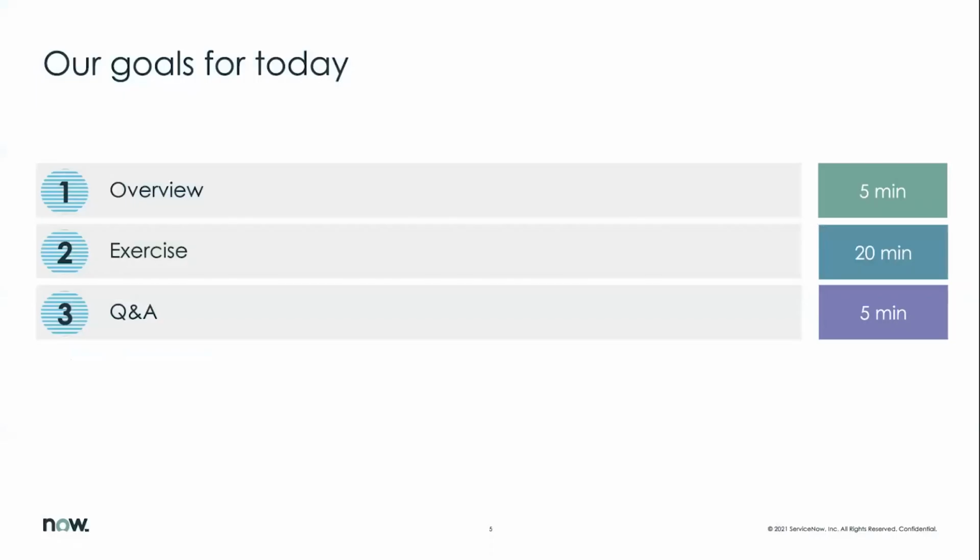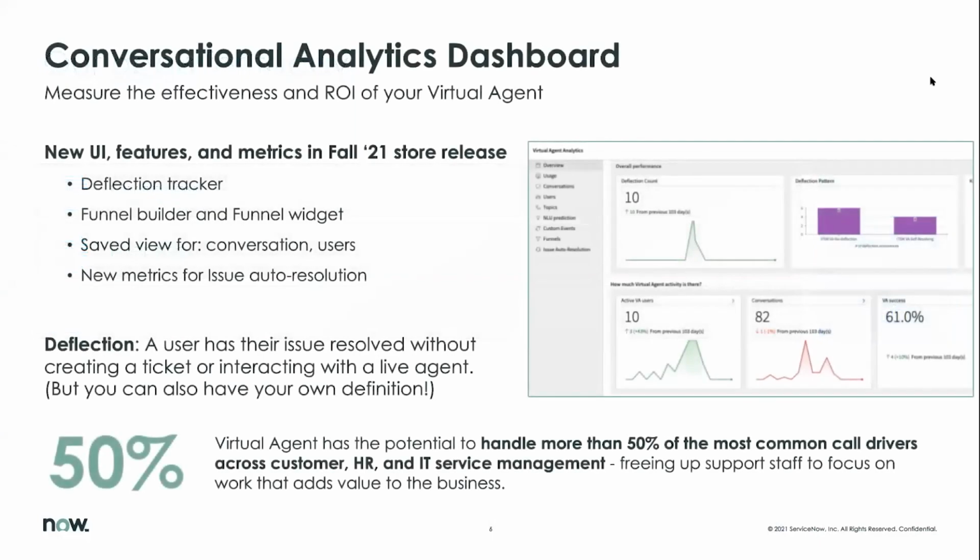So here's our quick agenda. A quick overview of the CA dashboard. I hope many of you are using it already. This was released in the Quebec family release, and in the Rome release we have a new UI, new features and metrics. It is a store release, so the Rome compatible version was released in fall 2021 and is available in the ServiceNow store. Some new features include a deflection tracker and a funnel builder and widget, and those are the two things we're going to go over today. There's also saved reviews for analyzing conversations and users, and then we have new metrics for issue auto resolution.